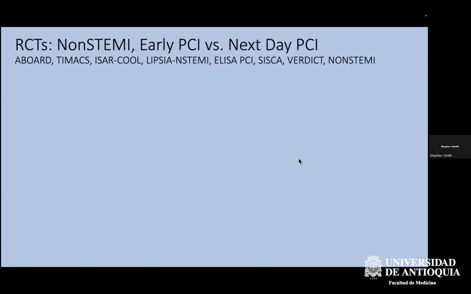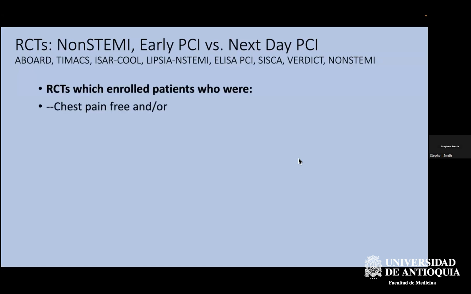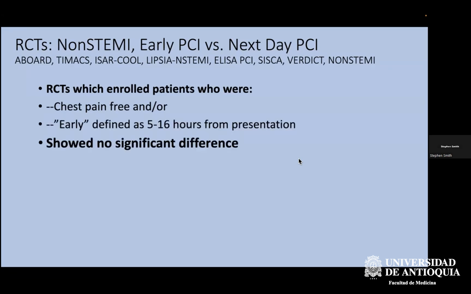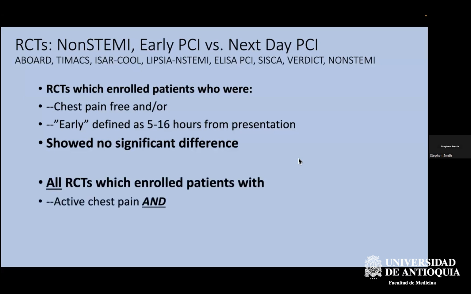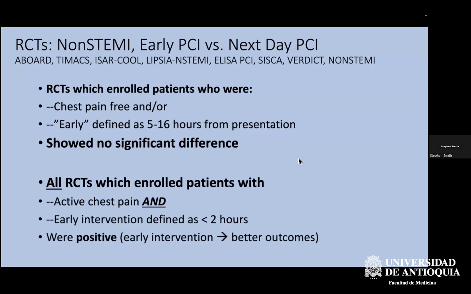RCTs, non-STEMI, early PCI versus next day PCI. There are a whole bunch of them. RCTs which enrolled patients who were chest pain free, and where early was defined as 5 to 16 hours from presentation, showed no significant difference. However, all RCTs which enrolled patients with active chest pain, and where early intervention was defined as less than 2 hours, were positive. In other words, early intervention produced better outcomes. So don't let people tell you that it's been proven that non-STEMI don't need to go to the cath lab emergently. They often do, but which ones do?